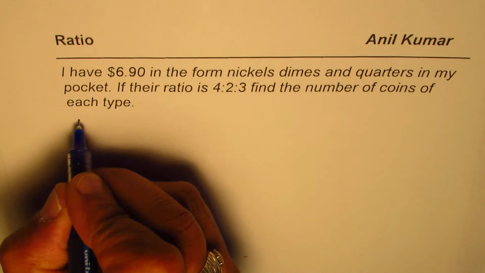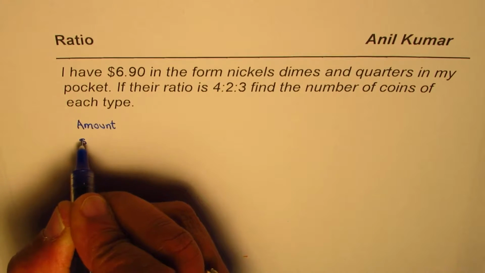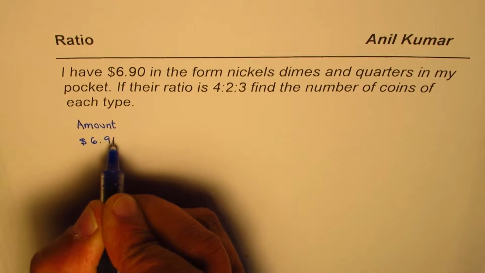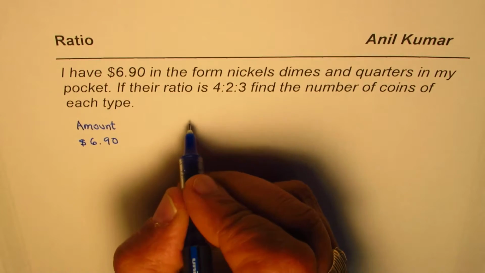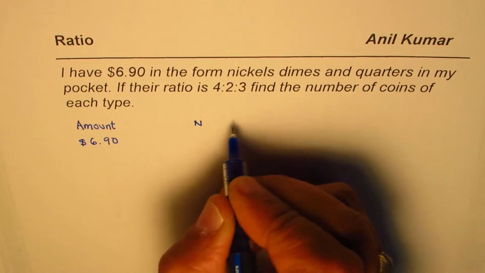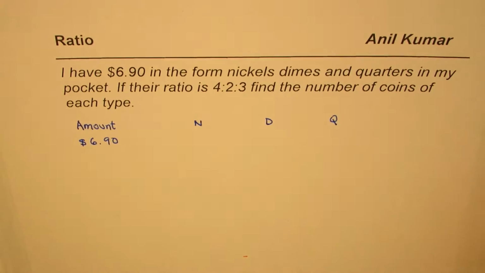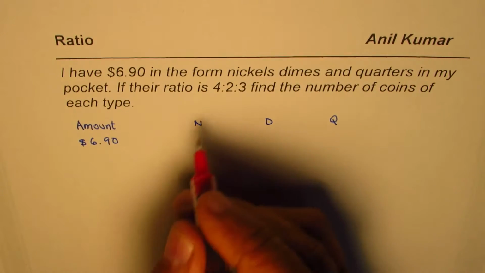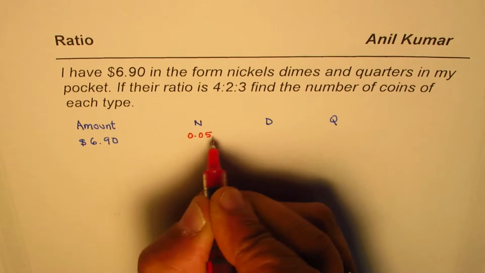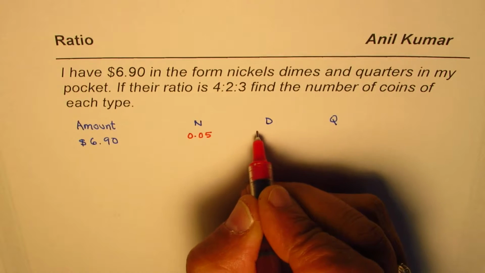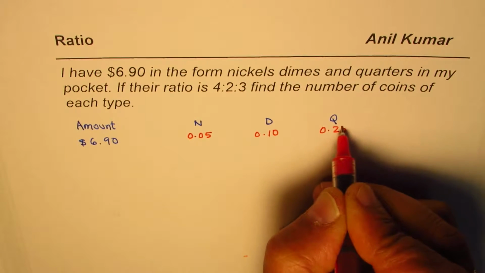So the total amount is $6.90. And what we are given here is three types of coins. So we have nickels, N, let us say, D for dimes, and Q for quarters. As you know, each nickel is 5 cents. So you could write this as 0.05 as the value. And for dimes, it is 10 cents. For quarters, it is 25 cents, correct?